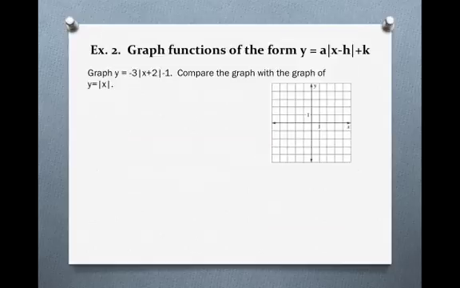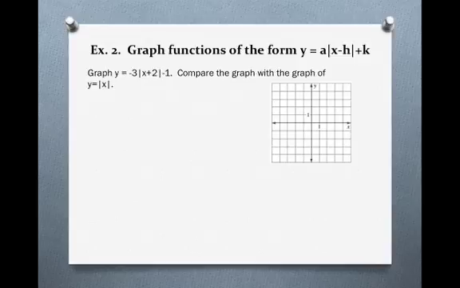Okay, now we're going to move from having our vertex at (0, 0). We're going to graph functions of the form y equals a times the absolute value of x minus h, plus k. So we're going to graph y equals negative 3. So far we know it's going to be reflected across the x-axis because of that negative. It's going to be stretched by 3. And then it's negative 3 times the absolute value of x plus 2, minus 1.